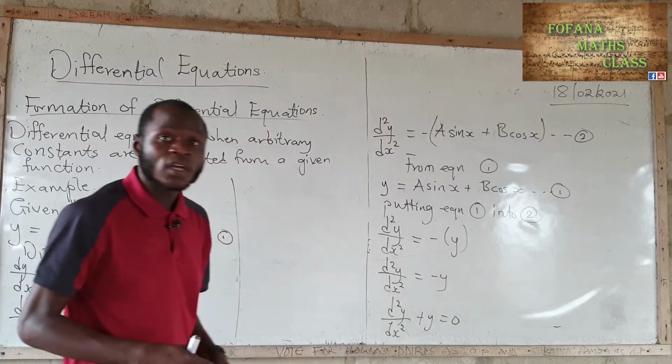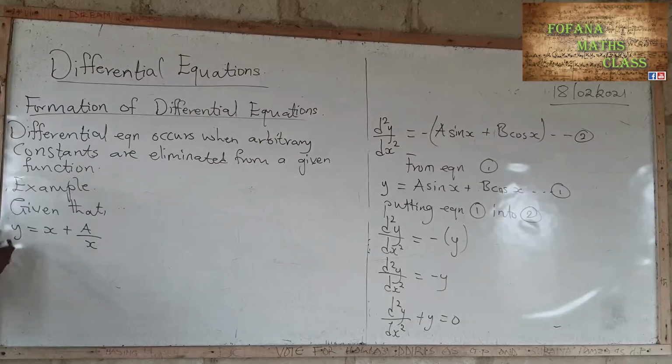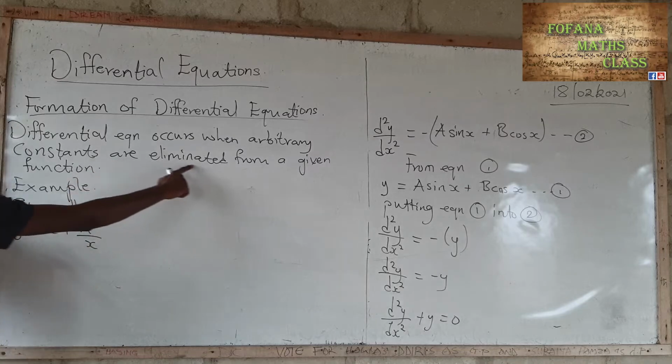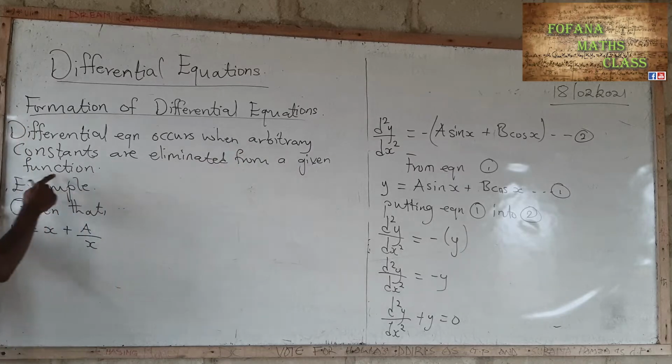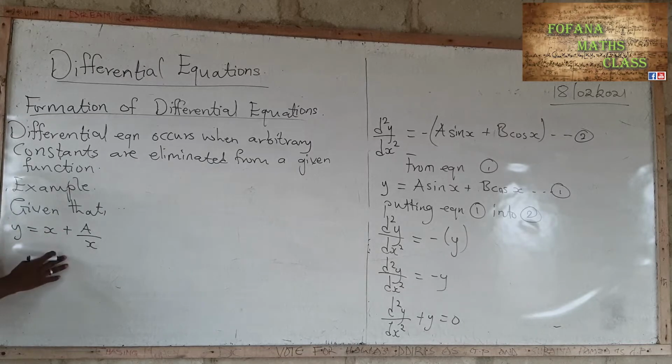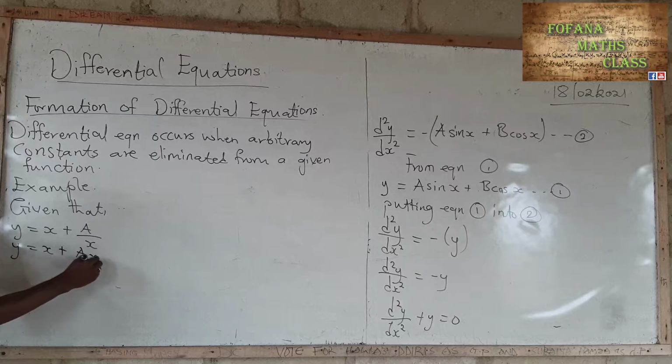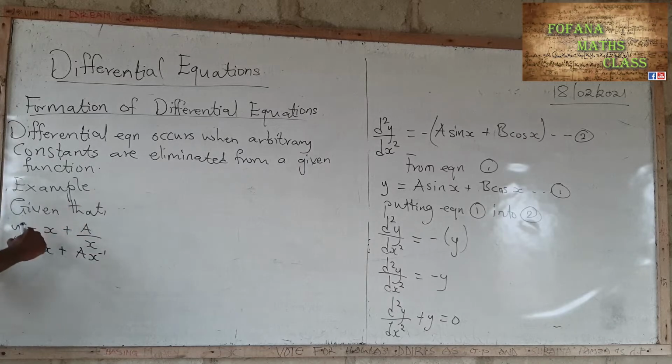So this will be the solution to the question, which says that y is equal to x plus a over x. Remember, we have to eliminate all the arbitrary constants from the equation, and here we have a as the arbitrary constant. Okay, so the first thing that we have to do is to differentiate the equation. Now we have y is equal to x plus a. We can choose to bring the x up to carry a negative sign.